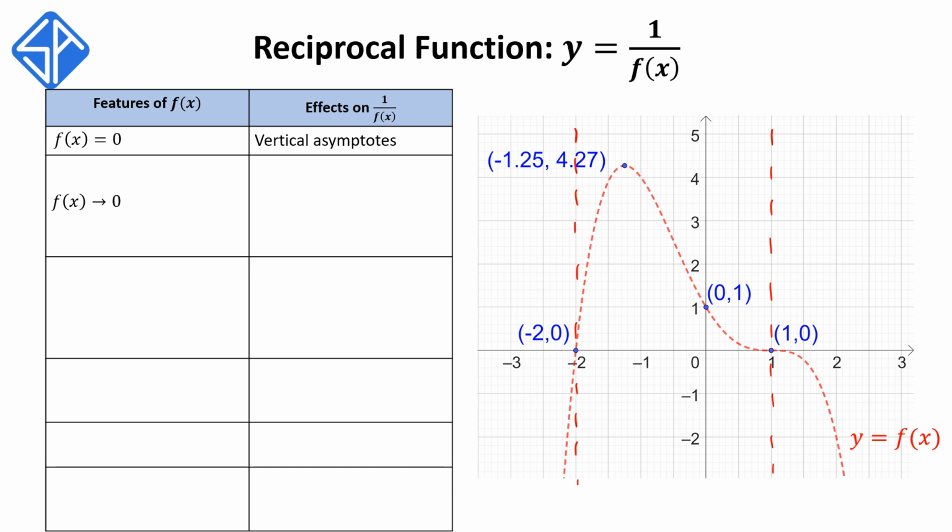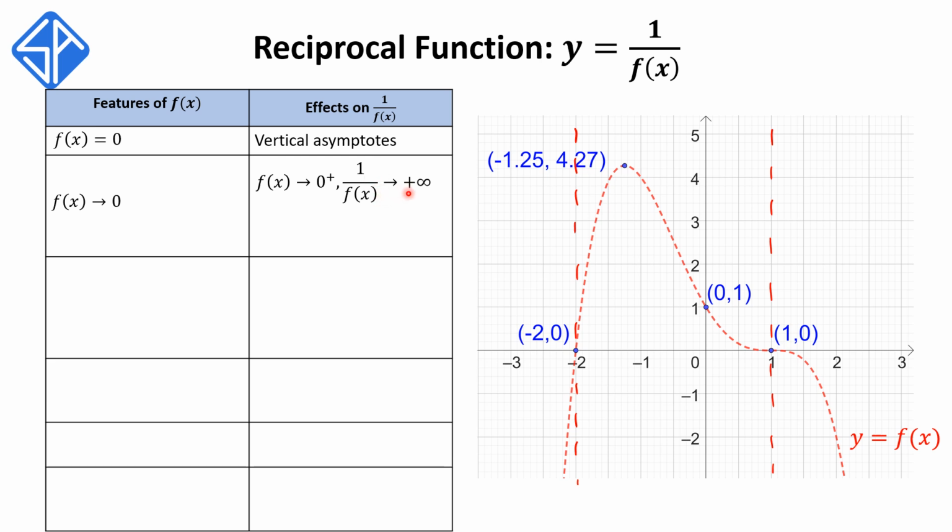Next, we're going to consider f of x approaching 0. Now that's going to be around this region here as well as this region here. When f of x approaches 0, we can either approach it from the top half or the bottom half. So let's consider f of x approaching 0 from the top half. So we're slightly positive, for example, positive 0.00001.